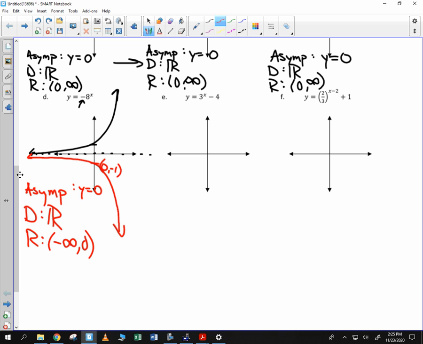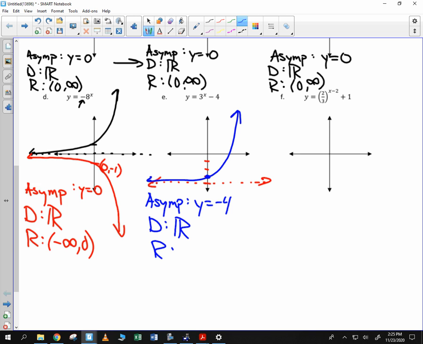But the next one is going to shift everything down 4 units. And so this asymptote, instead of going through 0, is going to be down at -4. Instead of going through the point 0, 1, it's going to shift down and go through 0, -3. So this is my graph. The asymptote is going to be y is equal to -4. The domain is all real numbers, as it always is. The range this time is going to be from -4 to infinity. Again, do not include the -4.